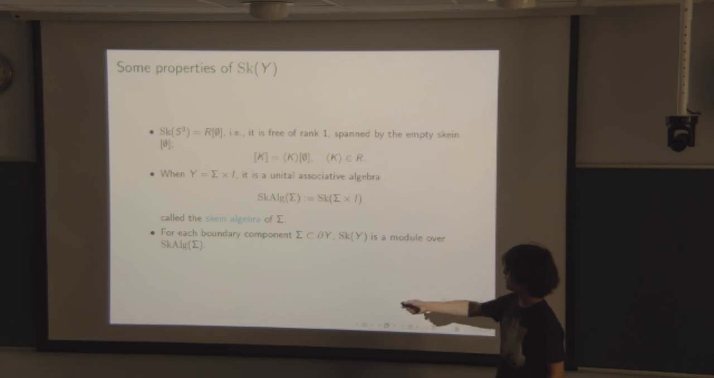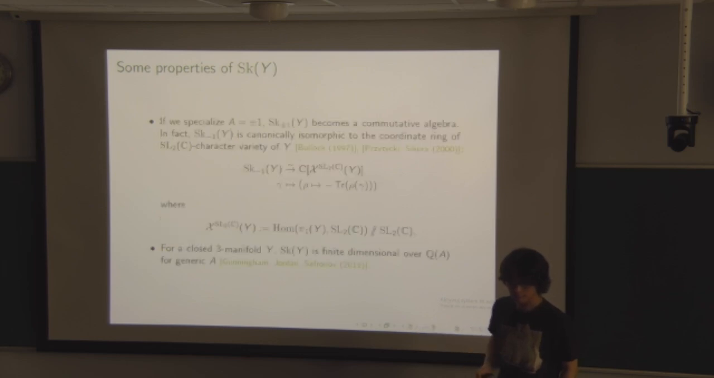And by the same reason that we can stack surface times interval on top of the surface, for each boundary component sigma of Y, since we can stack this surface times interval on the boundary, the skein module of Y is a module over the skein algebra of the surface. So these are all basic facts. Yeah, we've already seen this.